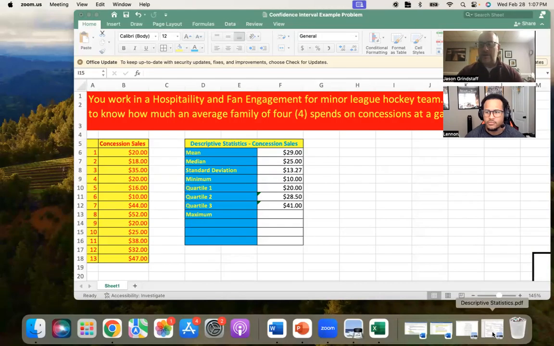All right, so the question that you have is actually very similar to a question that a lot of students have, in how to do a confidence interval in Excel.